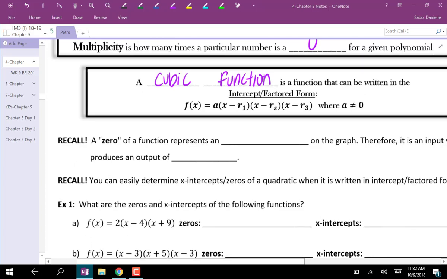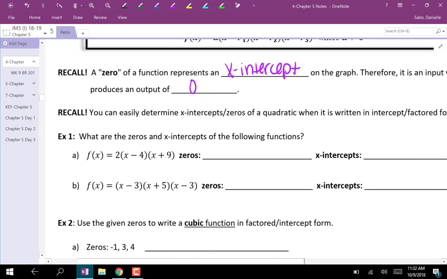Okay, recall that a 0 represents an x-intercept on the graph. If I say the 0 is 5, that means it crosses the x-axis at 5, 0, and the output is 0. So again, that's just the x-intercept. A 0 is just telling you where the x-intercepts are. So let's practice talking about it. What are the zeros and the x-intercepts of the following?